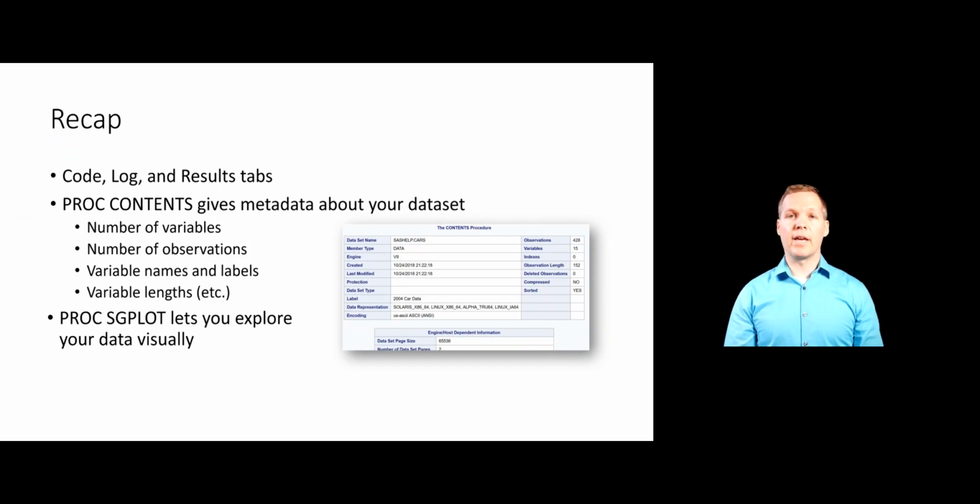To recap, we have just dug a little bit deeper into SAS Studio and what it looks like, what we need to know about it. The code, log, and results tab, definitely things we're going to need to understand. Proc contents is a really useful procedure that we're going to continue to use throughout this course that gives us information about how SAS has stored some data. And again, later we're going to study the SG plot procedure, which will make really, really nice plots for us.